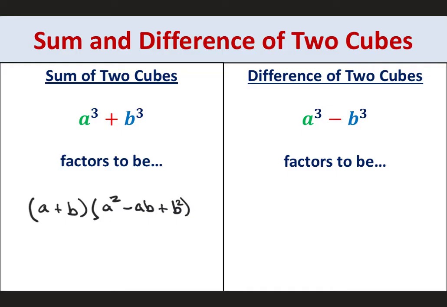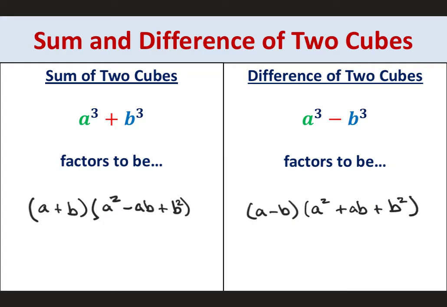The difference of cubes pattern is very similar, but there's some key differences. So our difference of cubes pattern looks like this. The first parentheses is a minus b, so this sign matches what's up here. And then the second parentheses is that a value squared plus a times b plus b squared.